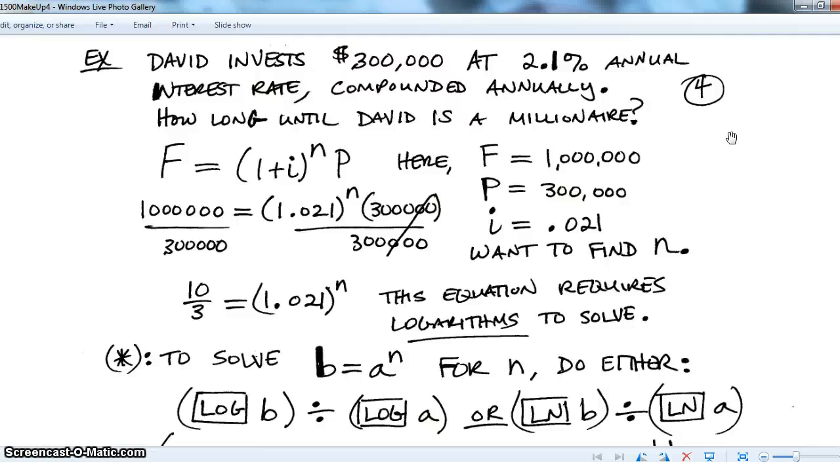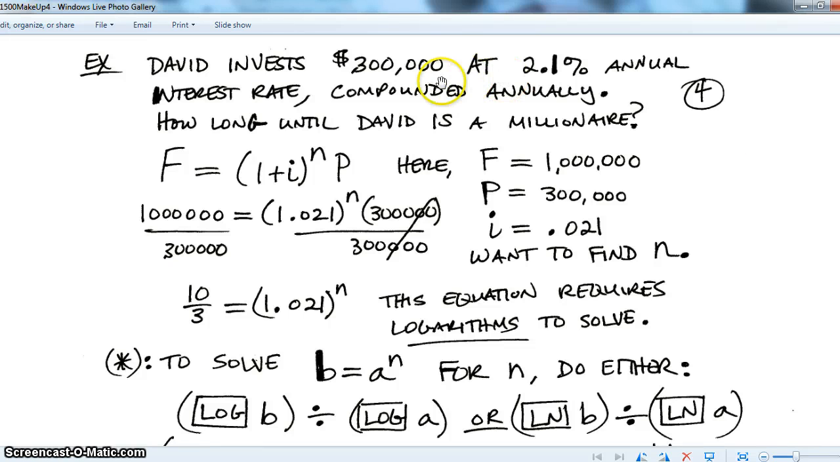Just understand that once you get to that point, this is what you're going to press on the calculator that'll tell you how to solve for the variable. So the problem here: do you want to become a millionaire? Okay, so somebody wants to become a millionaire.